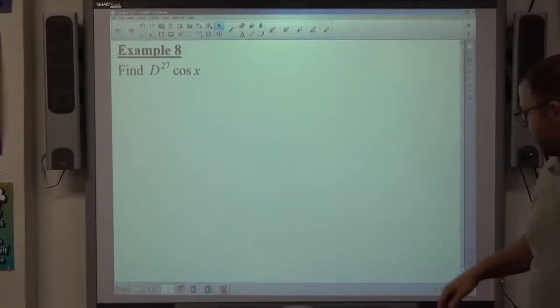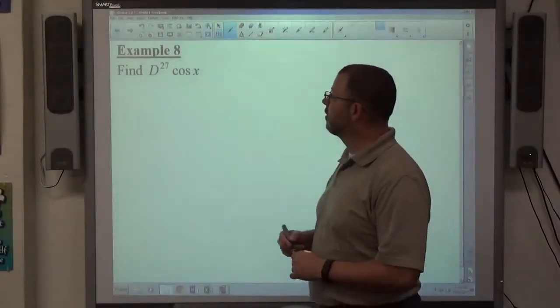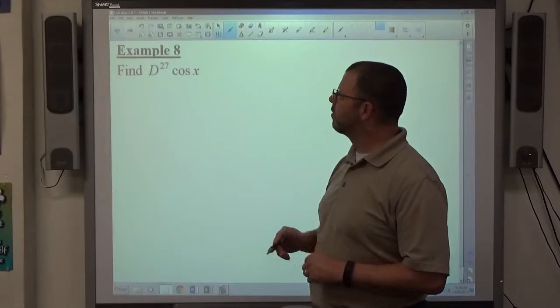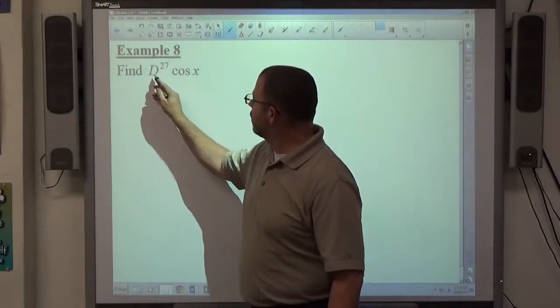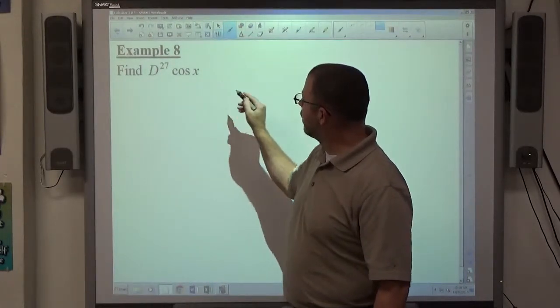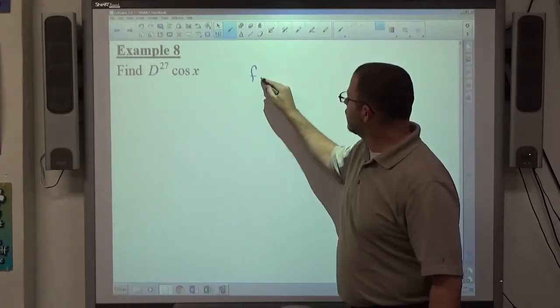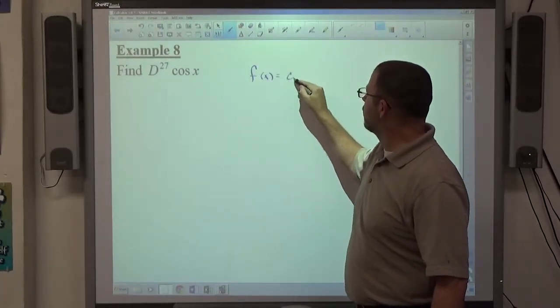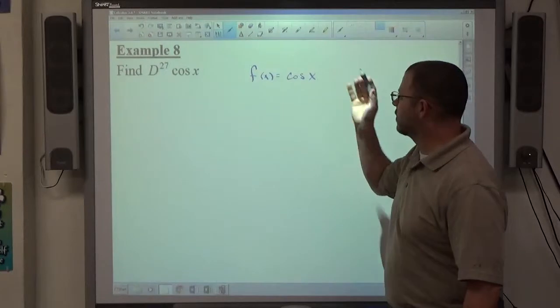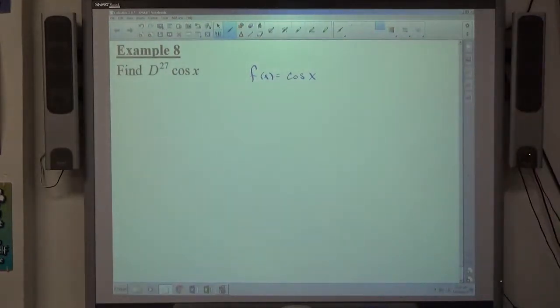Okay, for example 8, we're expected to find the 27th derivative of cosine of x. We don't have to take 27 derivatives to do that. So basically we're looking for a pattern for this function, cosine. If we consider cosine as our original function, f of x equals cosine of x, I like the f of x structure rather than just the d27 structure.